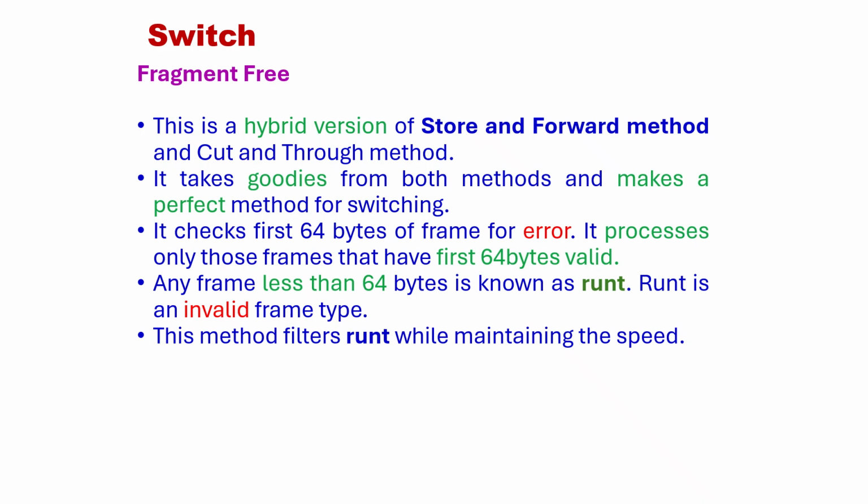Coming to the next type, called fragment free switching. This is the hybrid version of the store and forward method and the cut through method. It takes the goodies from both methods and makes the perfect method for switching. It will check the first 64 bytes of the frame for errors. It will process only those frames that have the first 64 bytes valid. Any frame lesser than 64 bytes is called a runt. A runt is basically an invalid frame type. So this method filters the runts while also maintaining the speed.